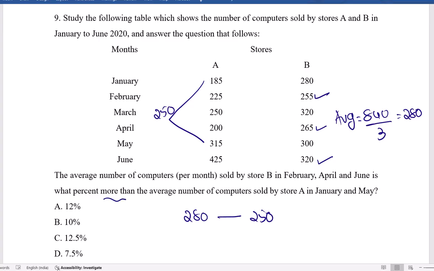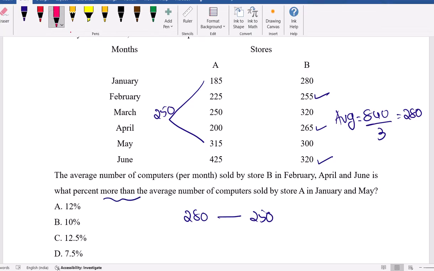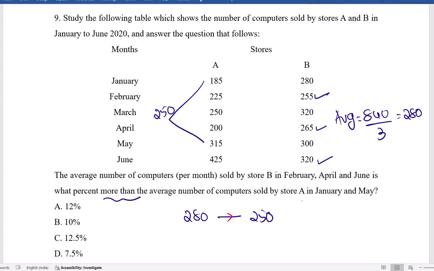So 280 is what percentage more than 250? This is comparison. When you are comparing, how much more or less? So more is 30. With respect to what you are comparing? You are comparing after the word than. What is there is store A, that is 30 by 250 into 100. Right. So it comes to 12%. Options are very close. 12 and 12.5 is there. Have a look into that question. Comparison. How much more, how much less? With respect to what you are comparing, that should come in denominator.